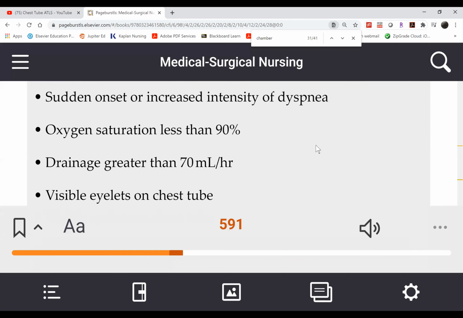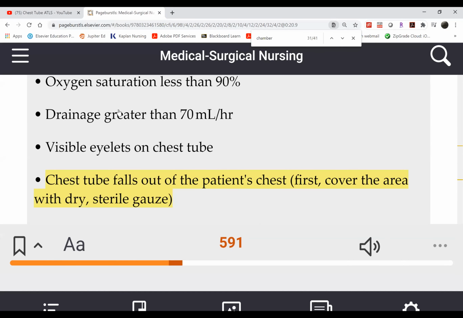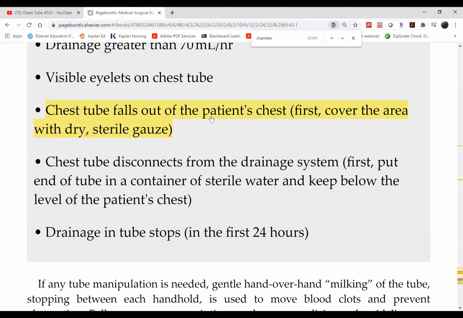Now for the emergencies, so chest tube falls out. So patient forgot they have a chest tube, got out of bed, didn't bring the box with them, it pulled out. Now the chest tube is on the bed or on the floor. So what you do is just cover the area with dry sterile gauze. Keep your hand over that, call for help.